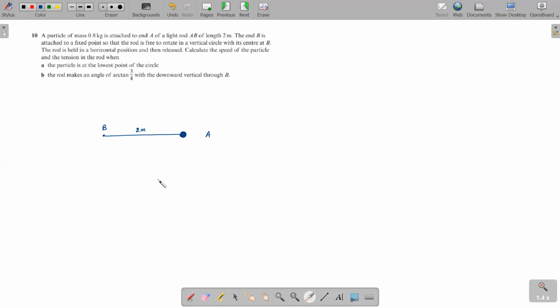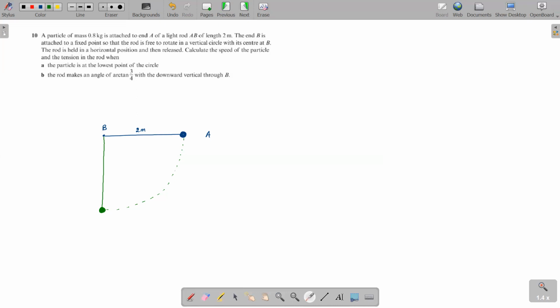Calculate the speed of the particle and the tension in the rod when the particle is at the lowest point of the circle. So that of course is okay, right? So this is the lowest point. So when you're at the lowest point, what is the speed and the tension at the lowest point of the circle?